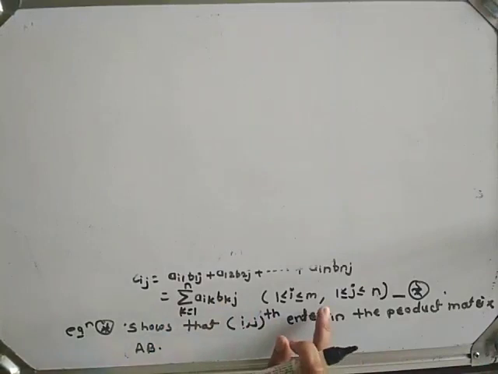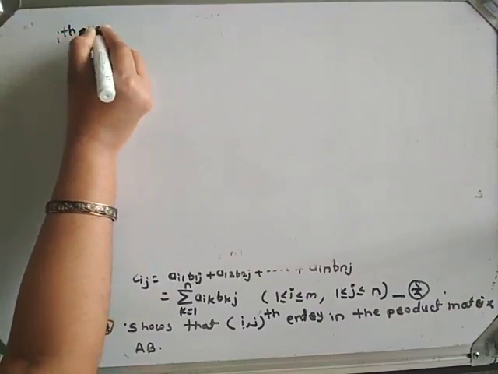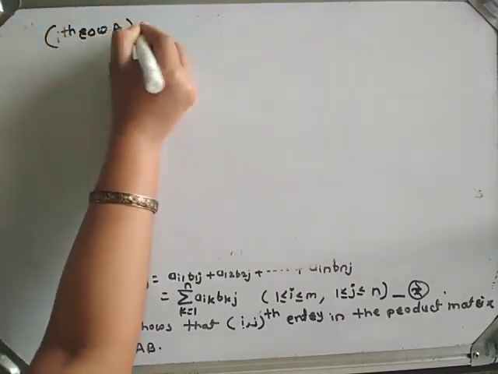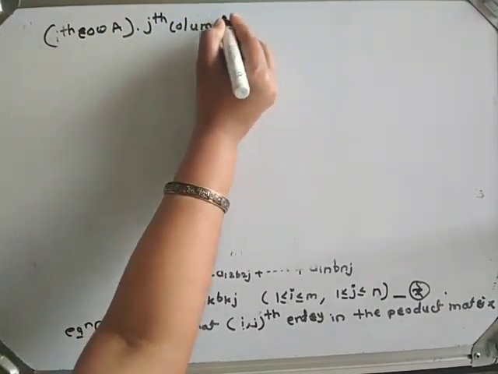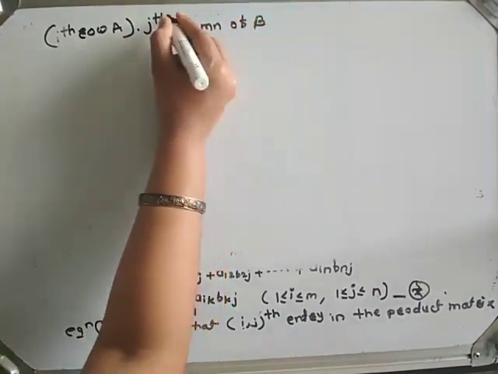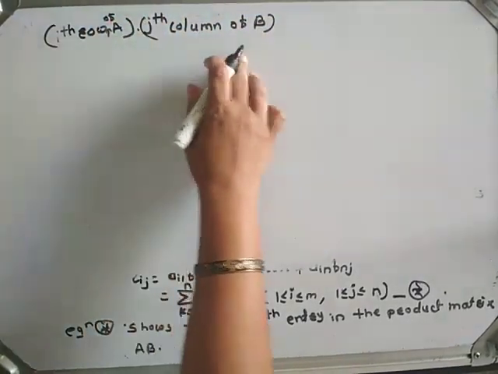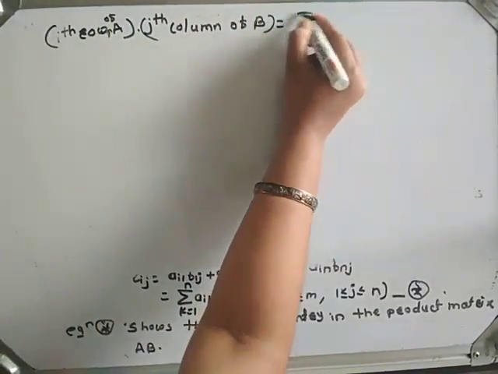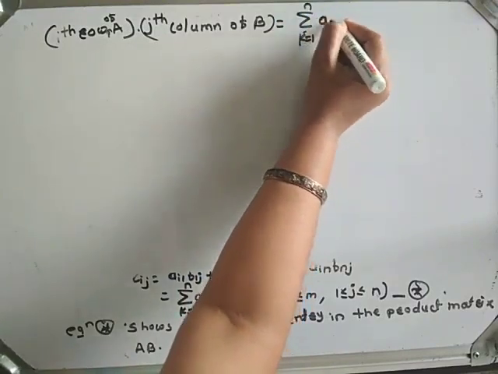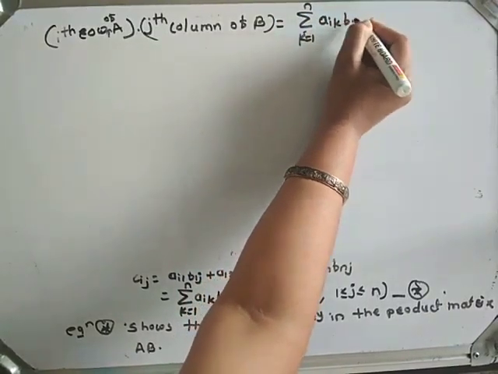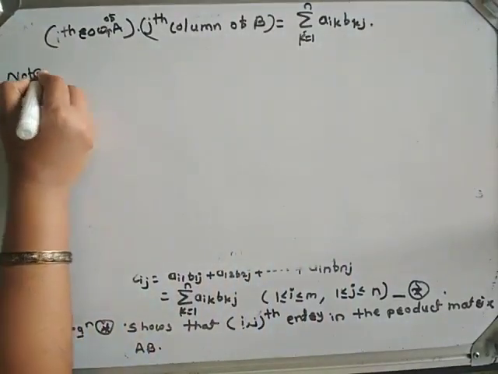From equation star, we can say that the ith row of A into the jth column of B is equal to the summation as k runs from 1 to n of Aik into Bkj.